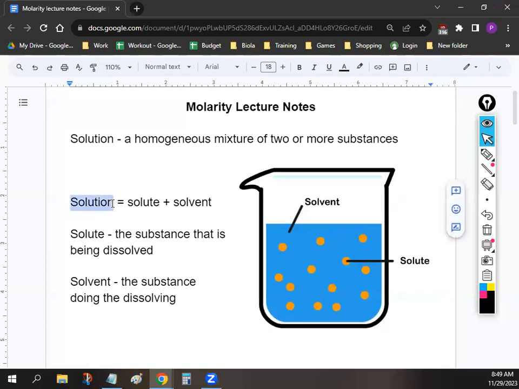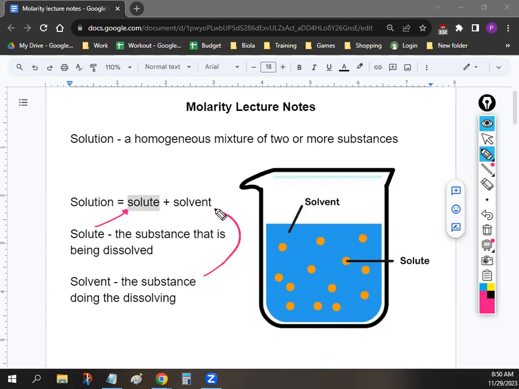All right, so a solution is made out of two different things, and those are the other two definitions that you'll need for today. The first thing is called a solute, and the solute is just whatever is getting dissolved. Then the other part of a solution is called a solvent, and that's whatever is doing the dissolving.